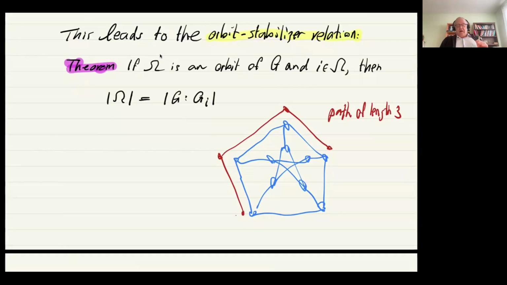Okay. Now, my question now is, how many paths of length 3 are there? Well, it's not too hard. You're going to construct a path of length 3. You've got to pick your first vertex. Let's call it 0. I'll stick to red.